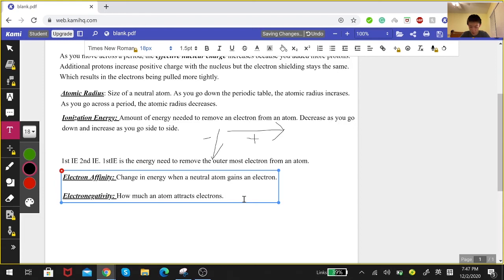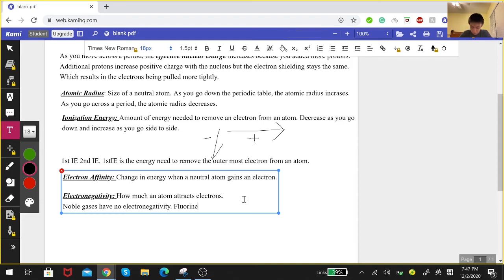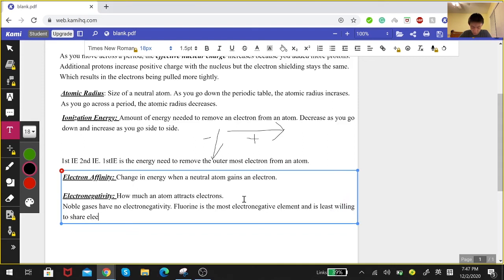Oh no, noble gases will not have electronegativity because they have a full shell. Noble gases have no electronegativity. That means the top right, which is fluorine, is the most electronegative element and is least willing to share electrons.